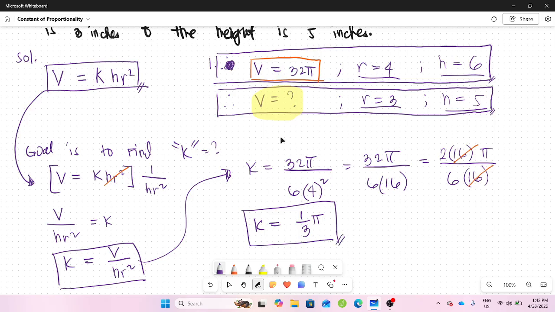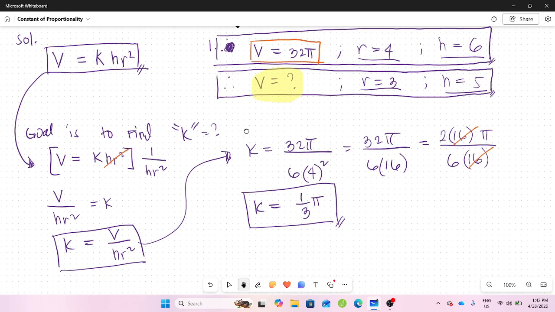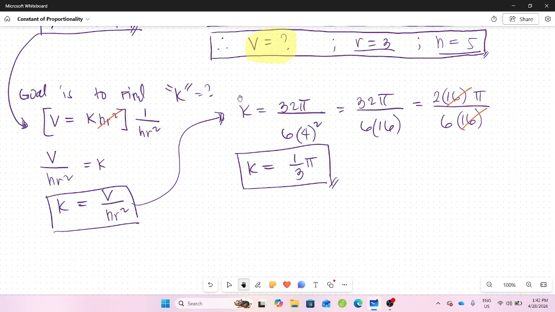So next thing here is we will proceed to condition number 2 and solve for the volume. So for the volume, based on the equation earlier, it can be found using this equation, k h r squared. So just plug in the data here. We have 1/3 pi. The height is 5 and the radius is 3. Do not forget to square that one.